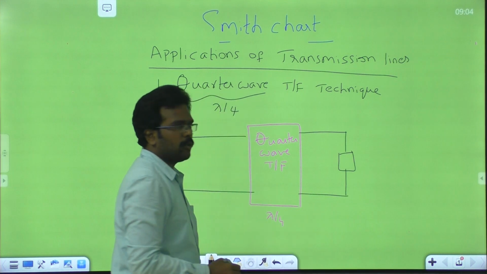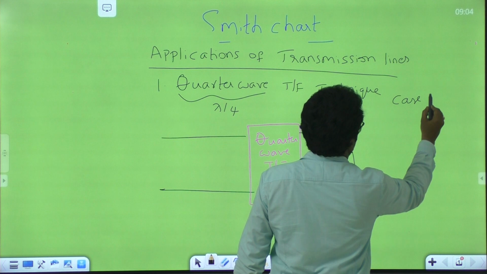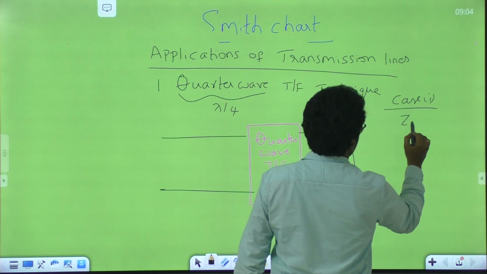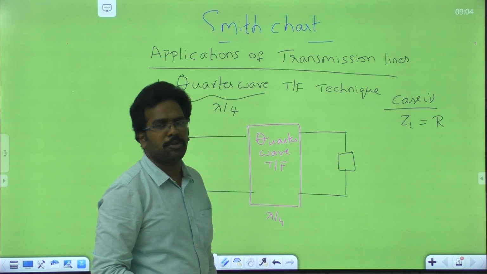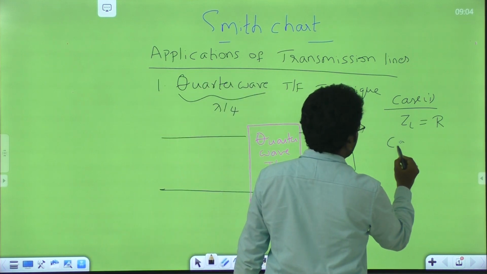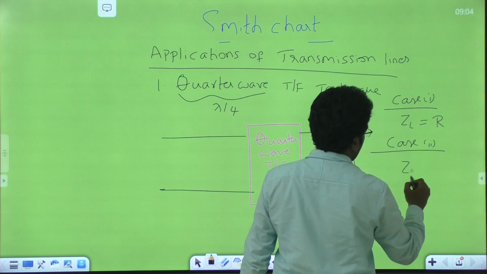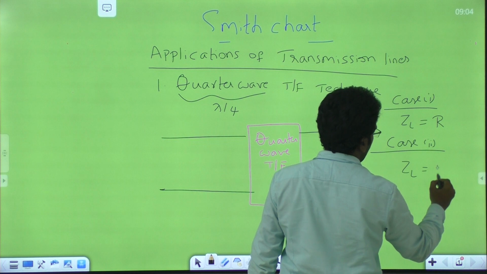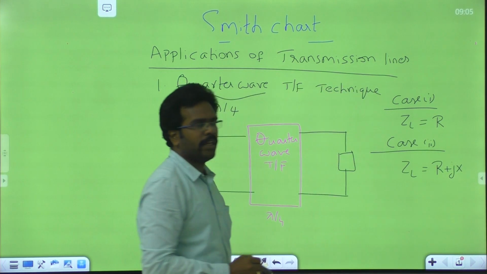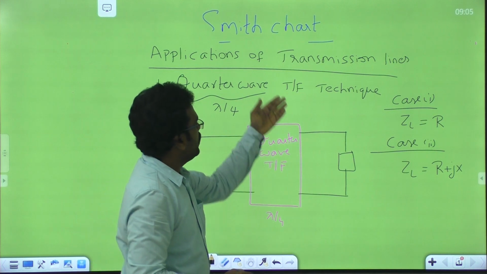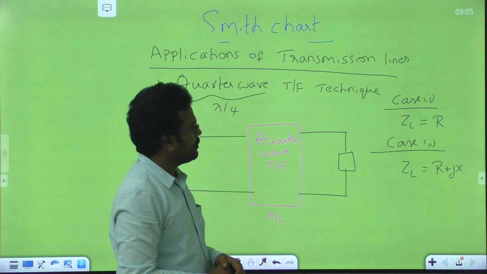Here I can explain two cases. Case 1 is if the load is real, that means it contains only a resistive load. Case 2 is if it is an impedance, that means it contains some resistance and reactance. In both cases we have to analyze this quarter wave transformer technique.